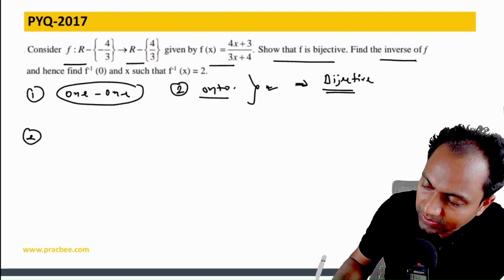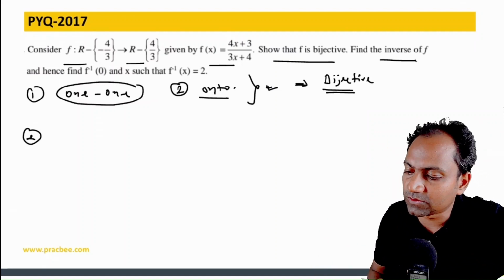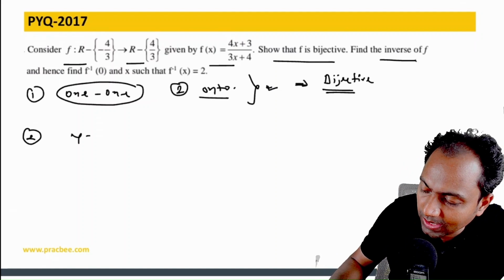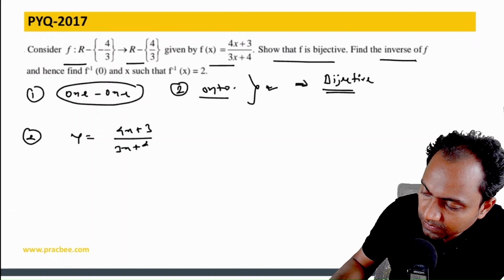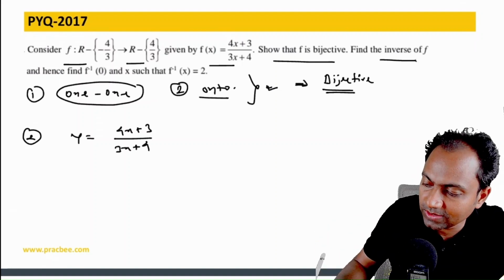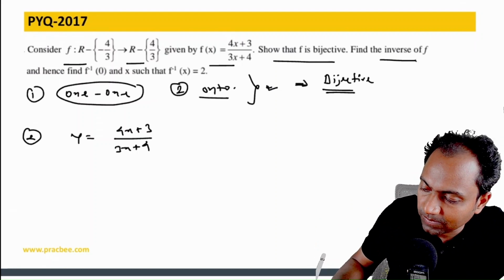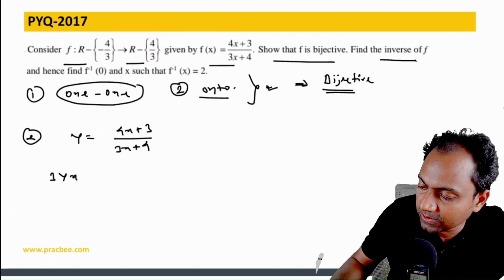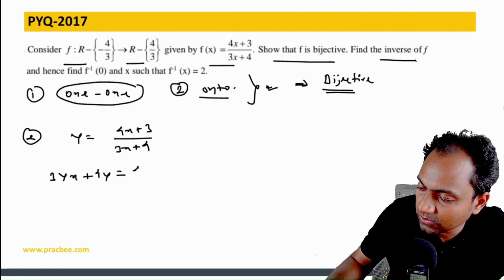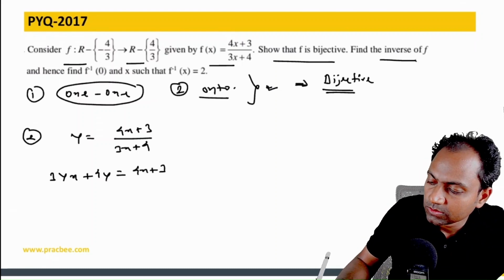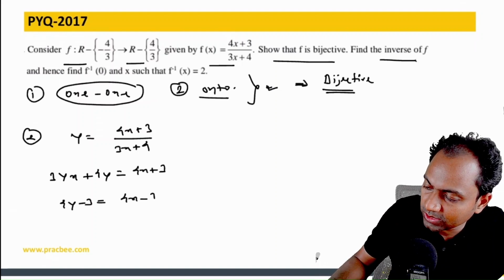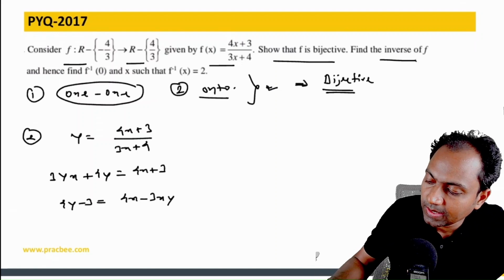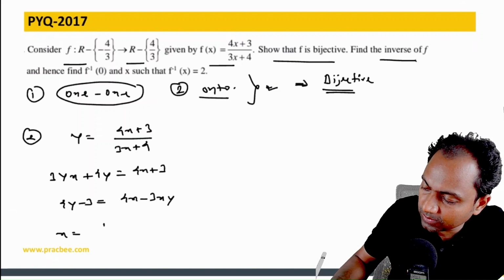Now in the second part, we are saying find the inverse function. So how to find the inverse function? Write y is equal to 4x plus 3 by 3x plus 4. Cross multiply the terms, find the value of x in terms of y. So if I multiply, 3xy plus 4y is equal to 4x plus 3. What we are getting from here is 4y minus 3 is equal to 4x minus 3xy. And from here, the value of x comes out to be 4y minus 3 by 4 minus 3y.